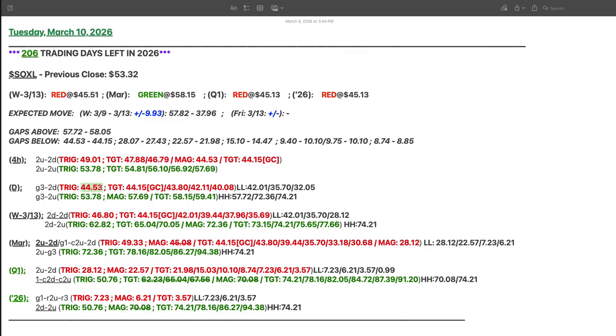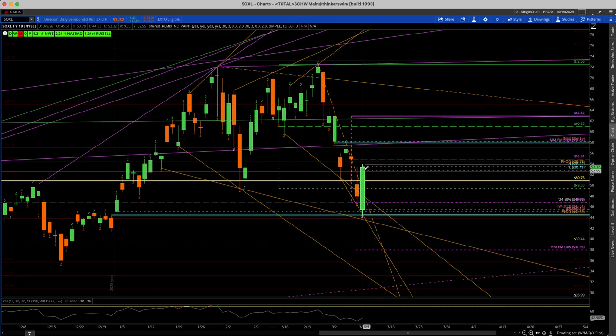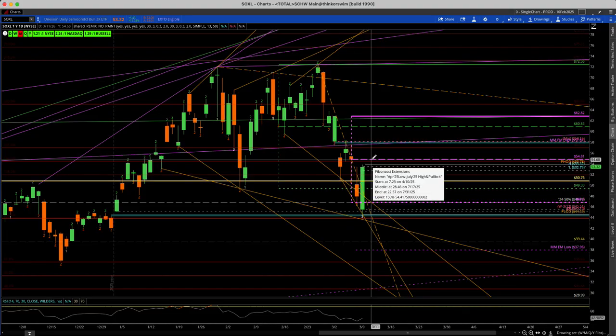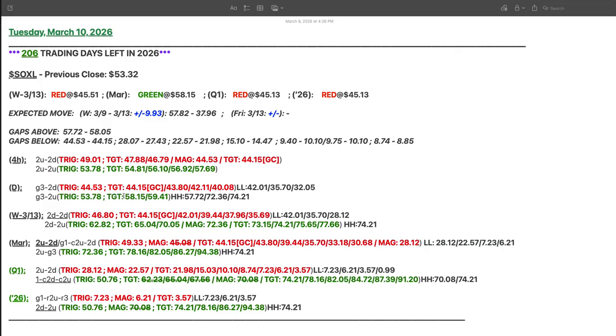So 44.53 would trigger the 2 down, and we would have of course the gap close at 44.15, and then the extended targets that we've got listed out here for you as well. To the upside, that could trigger a 3-2 up at 53.78. No magnitude there, and it looks like I forgot to fill those in. So we have the 53.78 on the day as the trigger. 54.81 obviously is going to be our first target.